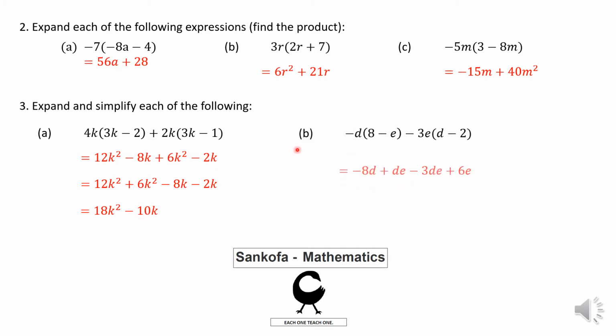This one is similar to that one, so you multiply. 8 times negative d is negative 8d. Remember, the number, the coefficient, comes in front. And negative d times negative e is positive de. Always try to write them alphabetically. Like here, negative 3e times d, I wrote negative 3de. You won't be penalized for writing negative 3ed, but it's always better so that you can see that the de here and this minus 3de are like terms and they can be simplified further. Once you simplify it further, you get minus 2de for those terms containing de. So the final answer is minus 8d minus 2de plus 6e.